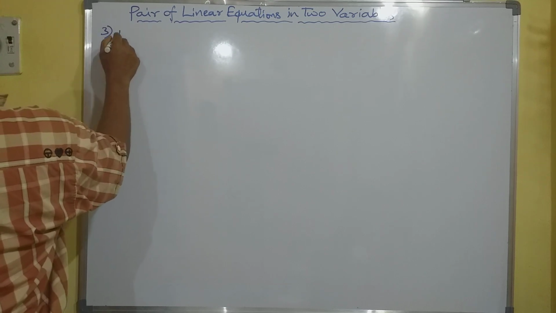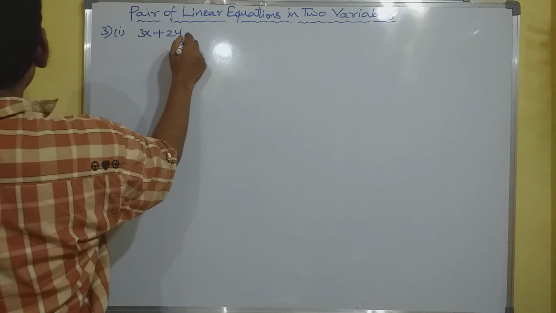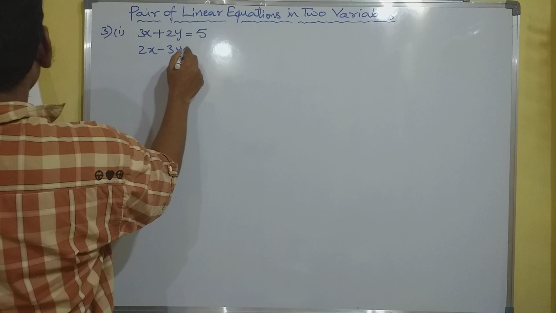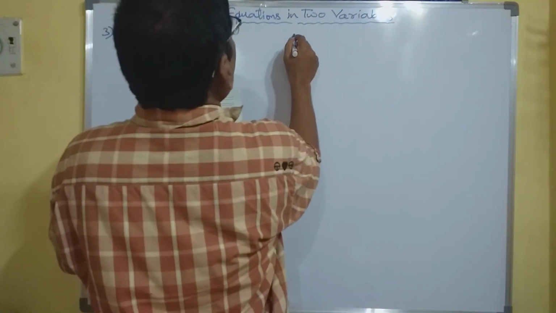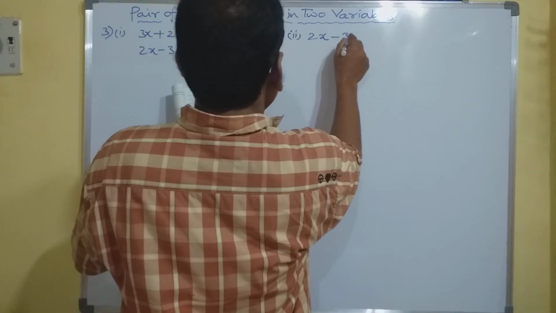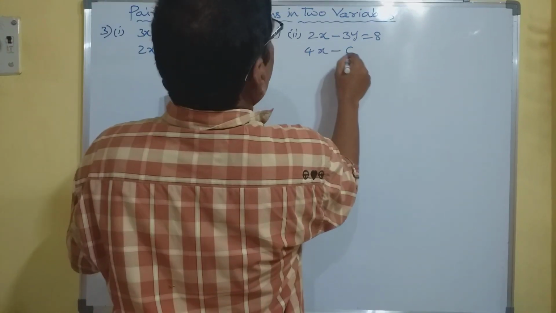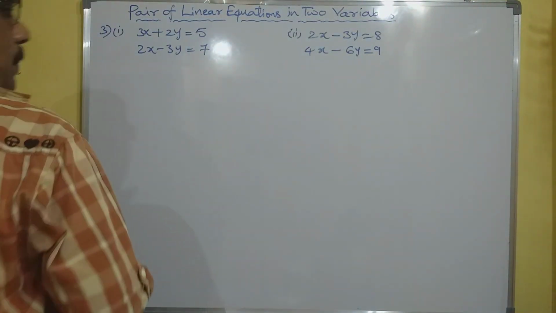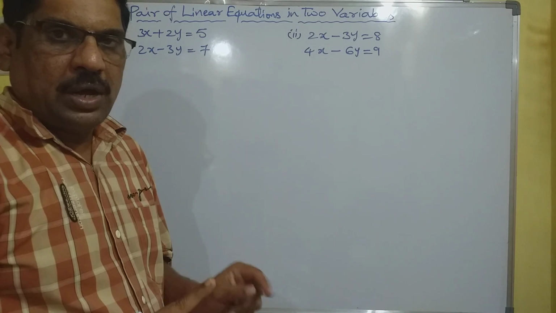Third Roman, first sum. The equations are 3x plus 2y is equal to 5 and 2x minus 3y is equal to 7. Now let us write the second problem also from this. That is 2x minus 3y is equal to 8 and 4x minus 6y is equal to 9. Okay, now let us compare the coefficients of x, y and the constants.